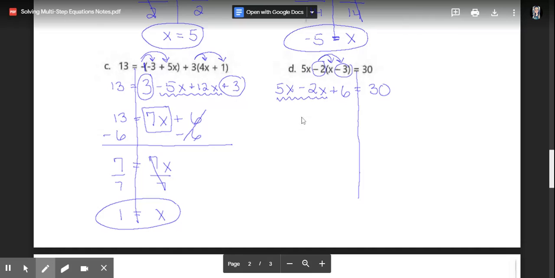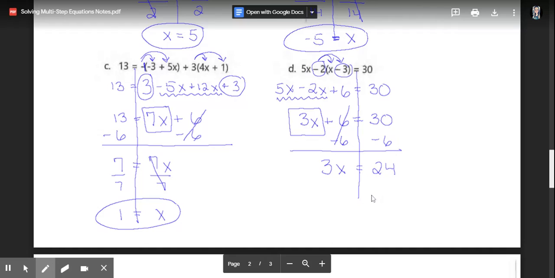I do exactly what it says. So 5 minus 2 is 3x. The 6 is lonely. It doesn't have anybody to pair up with, so we're just going to bring down the plus 6 equals 30. We're halfway done. Box off the variable. And what comes next? I need to undo this positive 6. So let's subtract 6 from both sides. These will cancel. I drop down the 3x equals 30 minus 6 is 24.